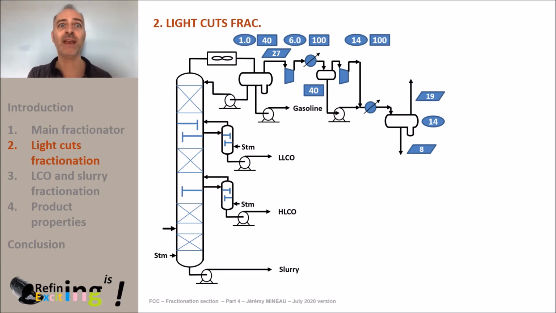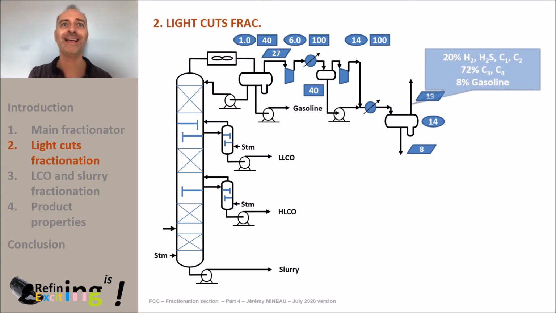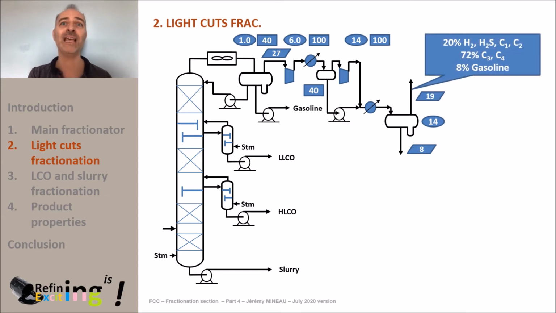The gas stream is made up of 28% of H2S, hydrogen, C1 and C2, and 72% of C3 and C4. The remaining 8% is gasoline. Regarding the liquid stream, its composition is about 58% of C3, C4 and 58% of gasoline. The gas stream still contains far too much LPG and gasoline to be routed to the refinery's fuel gas network. To reduce the amount of LPG and gasoline, we put in place a gas-liquid absorption.